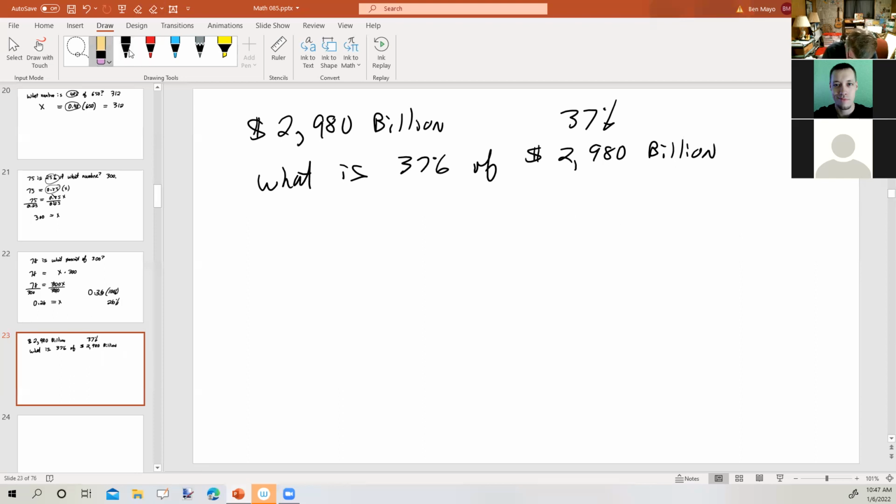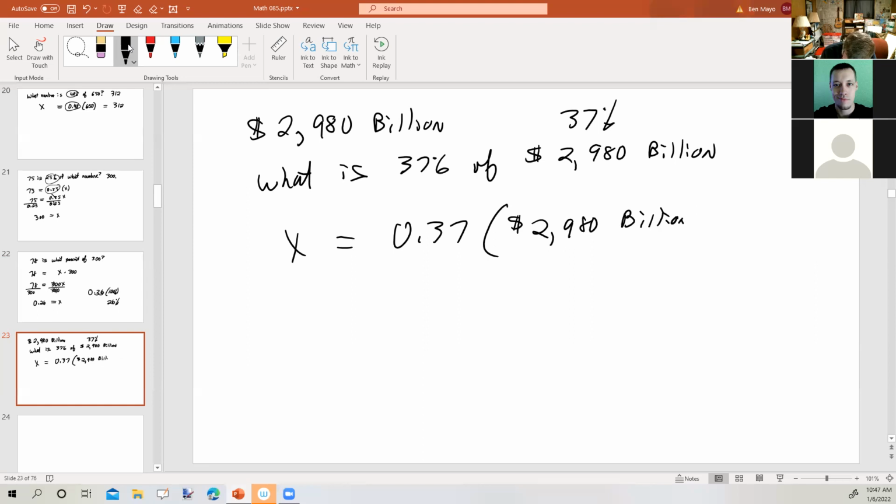So what is 37% changed to a decimal, 0.37, times 2,980 billion? Now, my original problem is written using the word billions. So my answer is also going to be written in terms of billions. So I'm going to take 0.37 times 2,980, and I get 1102.6, and that's billion dollars.